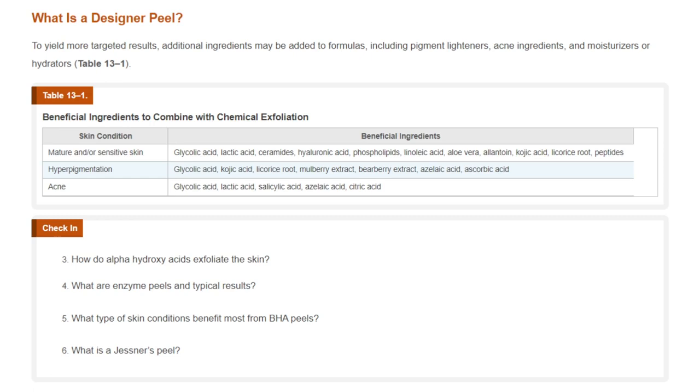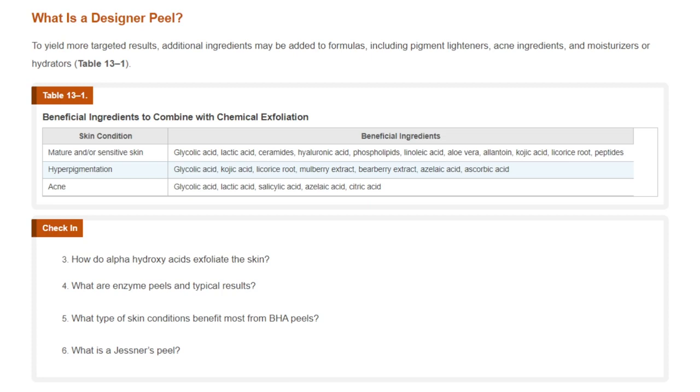Mature and/or sensitive skin: glycolic acid, lactic acid, ceramides, hyaluronic acid, phospholipids, linoleic acid, aloe vera, allantoin, kojic acid, licorice root, peptides. Hyperpigmentation: glycolic acid, kojic acid, licorice root, mulberry extract, bearberry extract, azelaic acid, ascorbic acid. Acne: glycolic acid, lactic acid, salicylic acid, azelaic acid, citric acid.